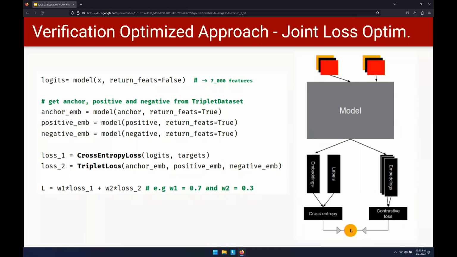What's the logits line doing here? The logits is basically the classification output that you're getting. This comes in from the linear layer that you have at the end of it.